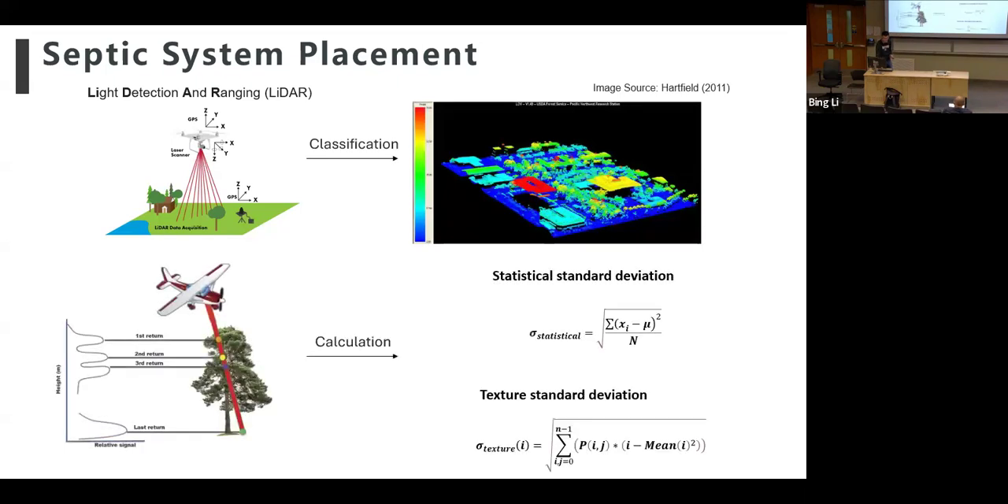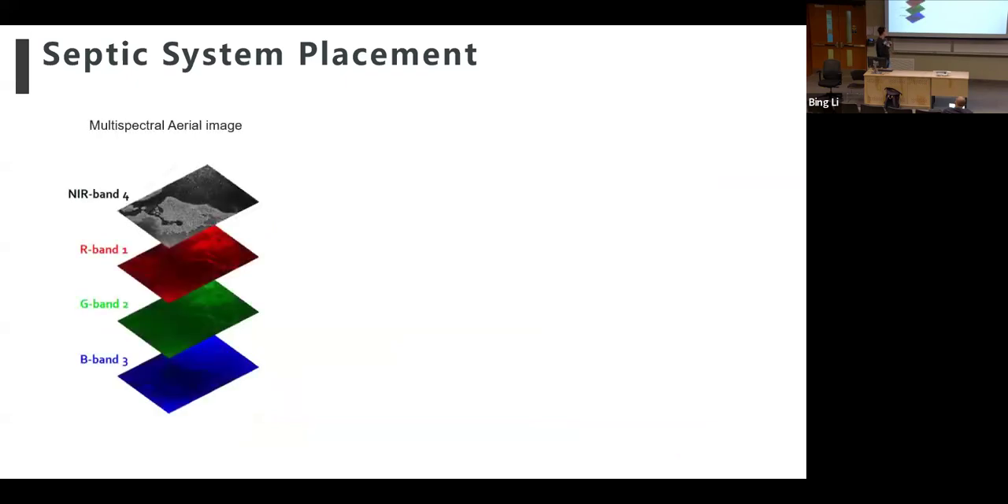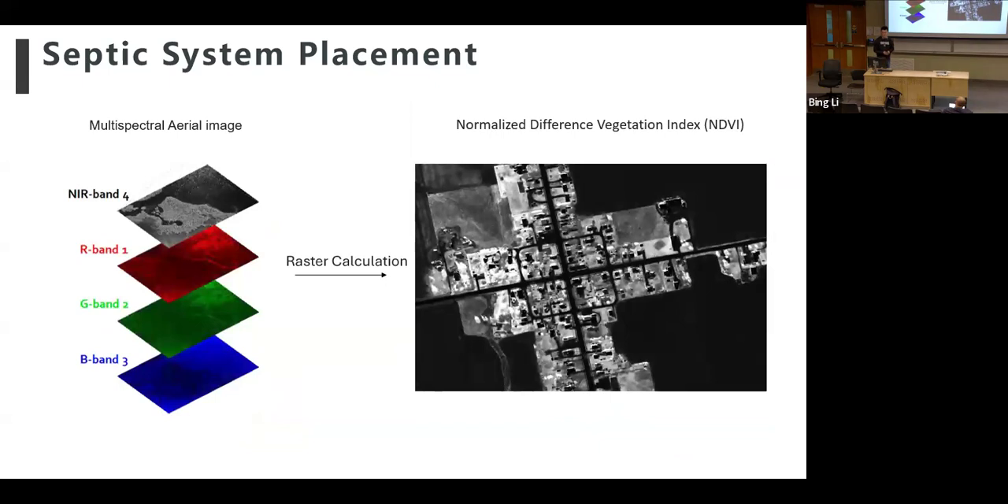And then from the LiDAR data, we calculate two parameters. One is the statistical standard deviation, and the other is the texture standard deviation, which is based on the co-occurrence matrix. By using these two parameters, we can distinguish the buildings and trees from the LiDAR data. Additionally, we found another data source, the multispectral aerial image. Based on this data, we can calculate another parameter, NDVI, the normalized difference vegetation index.